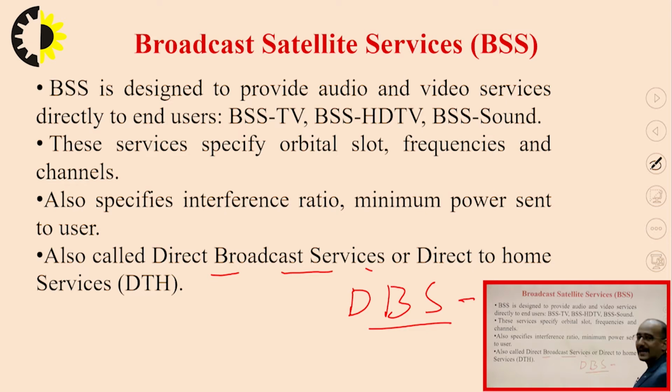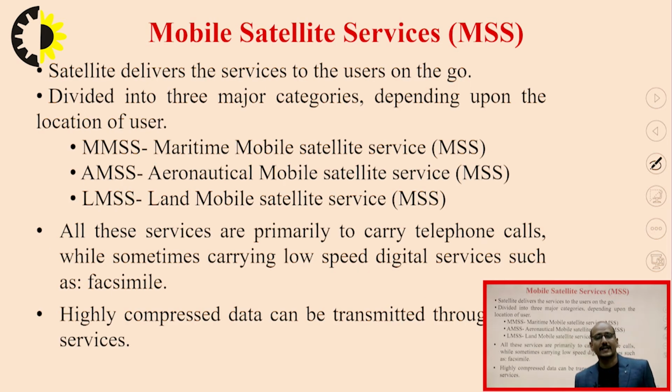Actually, this DBS service is further divided into DVB and DAB also. Basically, DVB is for direct video broadcast and DAB is for direct audio broadcast. You can see here, in the radio services you are using that DAB in the FM or something else, or in the DVB, you are using direct video broadcast.